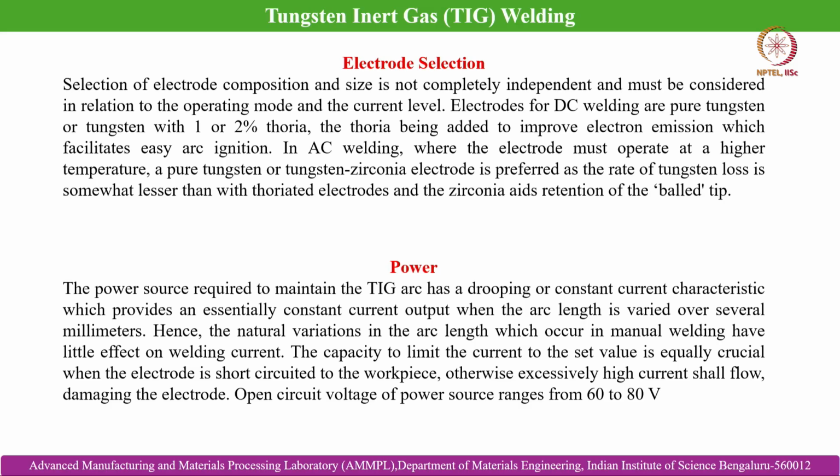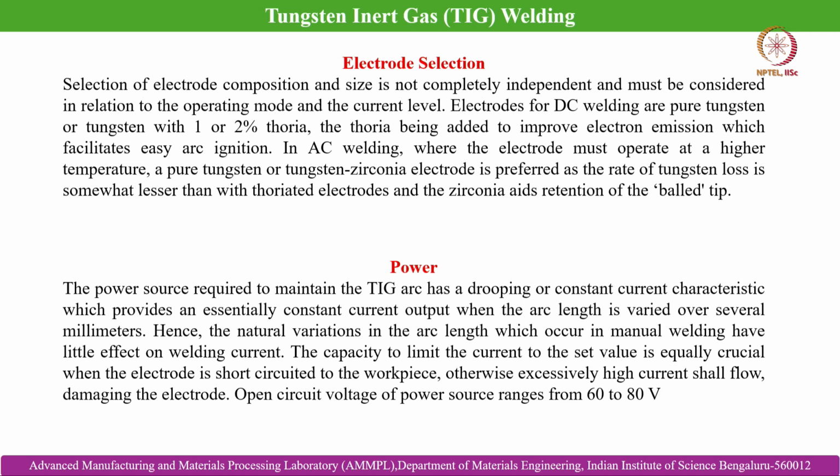Although we are calling it a non-consumable electrode, there is some amount of vaporization and losses that happen to the electrode with continual usage, and also electrode composition and size are not completely independent and must be considered in relation to the operating mode and the current level.